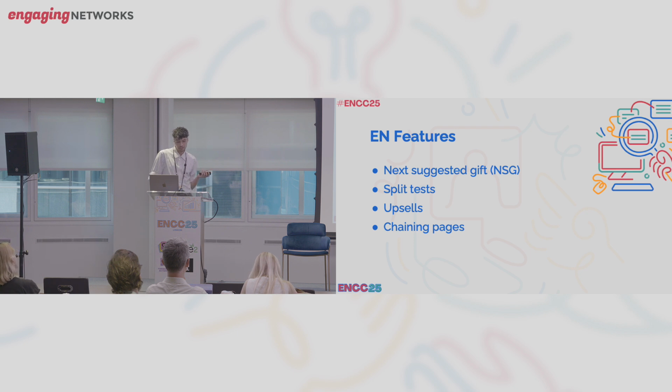And then chaining pages is also a great feature which allows you to use the campaign link in Engaging Networks. It makes tracking of actions much more reliable, so you can tell when someone has gone from one to another using the inbuilt reporting in Engaging Networks.